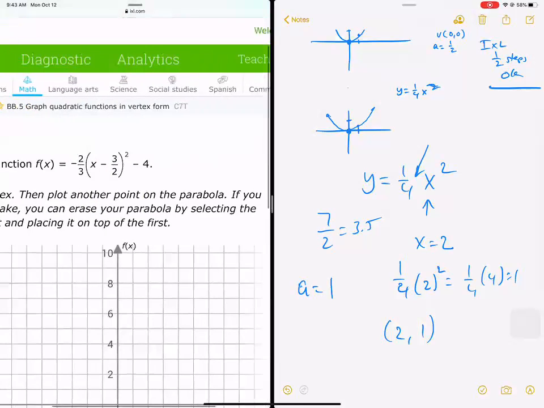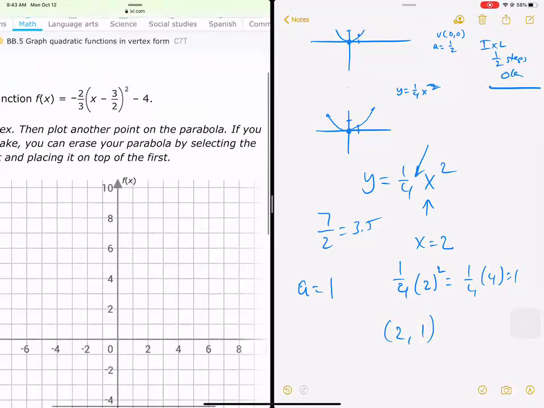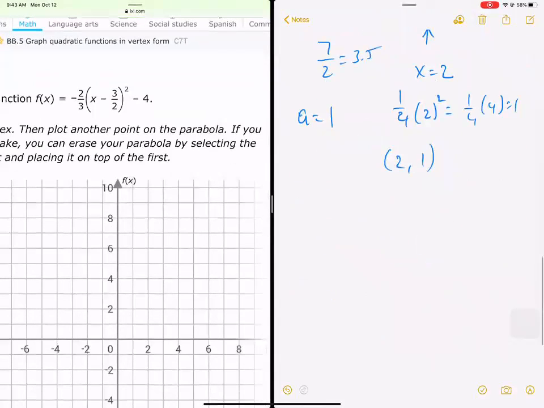This is the one I was referring to. This is the one that looks a little creepy. But it's actually still doable. Now let me tell you why. 2/3 x minus 3/2 squared minus 4.